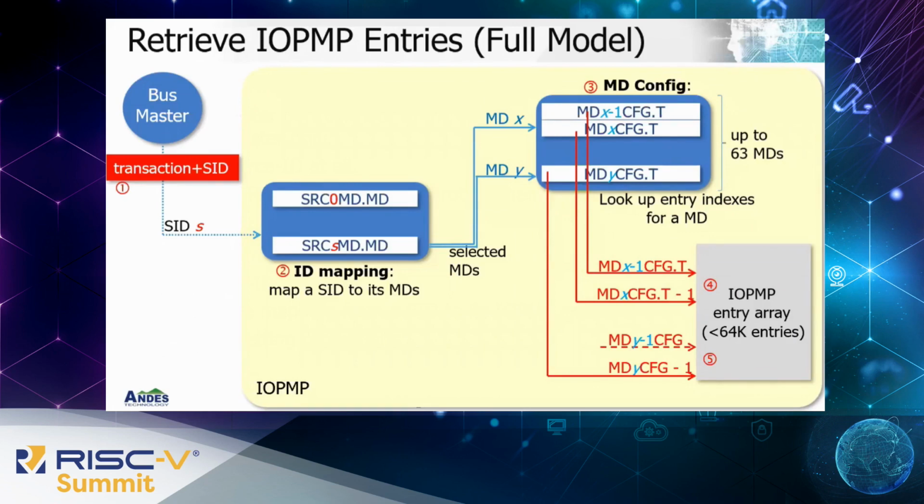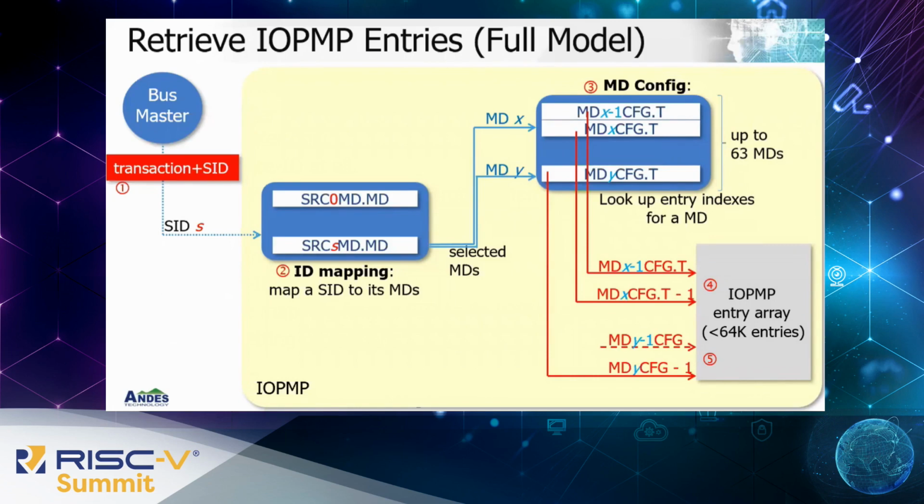When a transaction is issued from a bus master, it carries a source ID. The ID indicates who issued the transaction. By the ID mapping table, the IOPMP looks up the memory domain by the source ID when the transaction arrives. Since the table is encoded in the bitmap scheme, one source ID can associate with multiple memory domains.